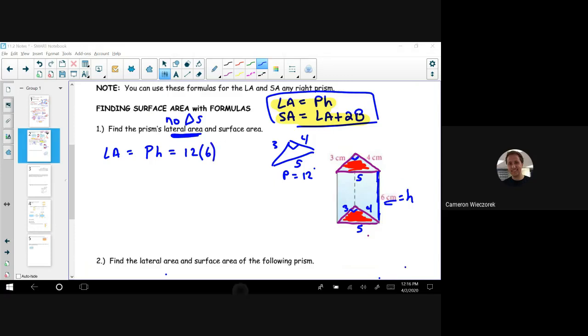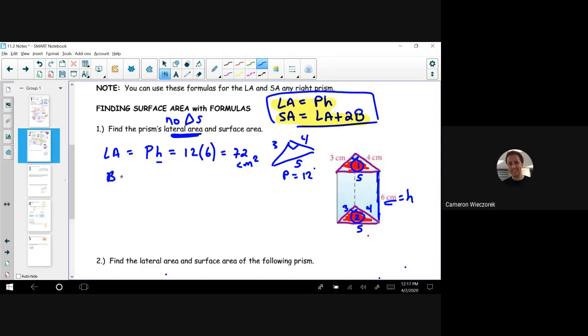Okay, it's not the height of the triangle for this H, it's the height of the prism. So I get 72 square centimeters. That does not include the triangles. If I want to find the entire base area or the entire surface area now of the whole shape, I've got to figure out how much area does that triangle have and that triangle have and add it on.